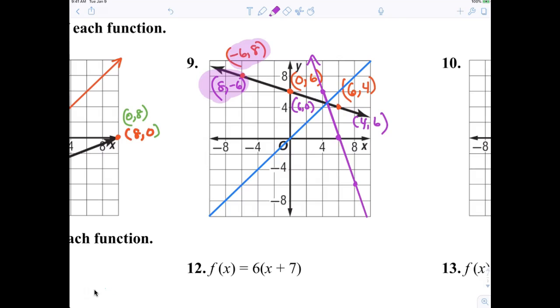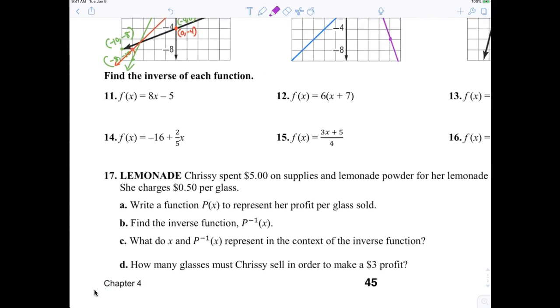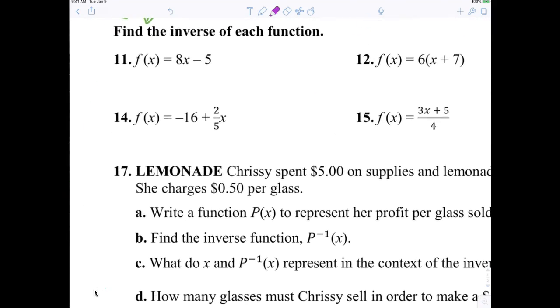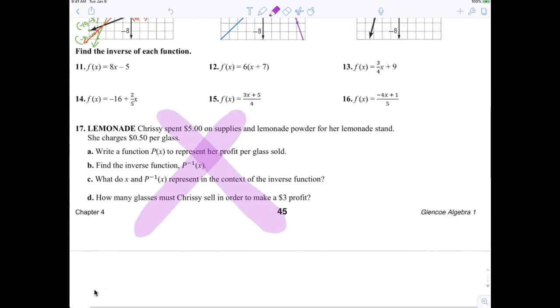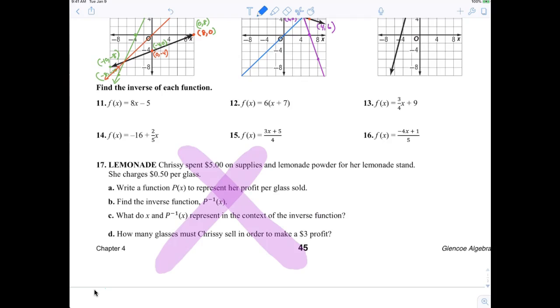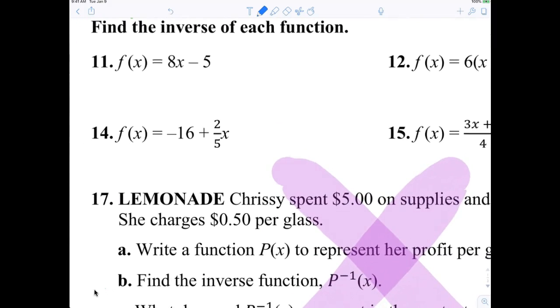That's not bad, correct? All right, now let's go one more, doing the inverse of each line. By the way, 17, I'm not doing the word problems right now. So for question number 11, remember, y equals 8x minus 5. And then what's the rule? Switch the x and y.